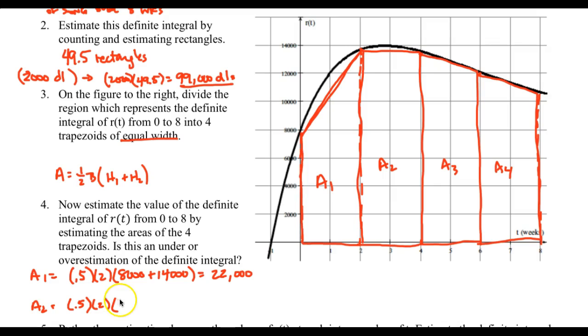The second trapezoid, 1/2 the base times the height. Well, look, it had the same height, same original height, right? Plus, then the second height was that. That gives me 27,600.